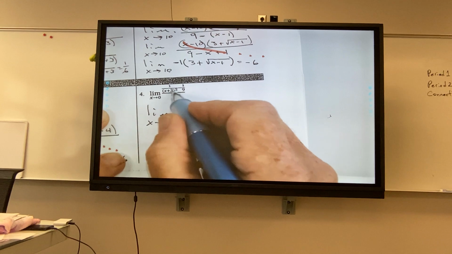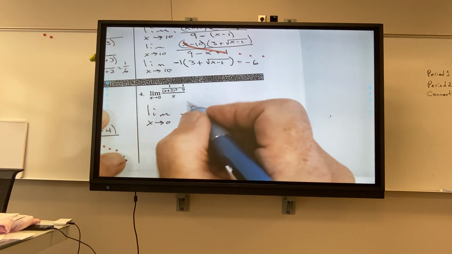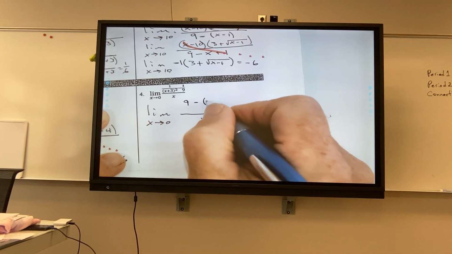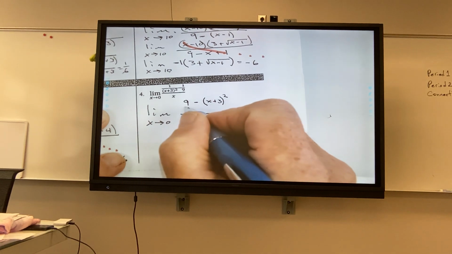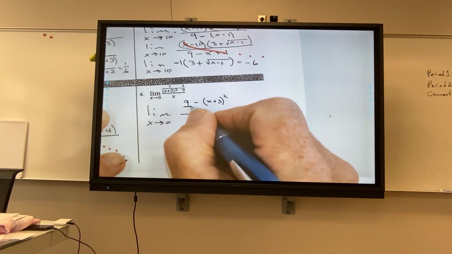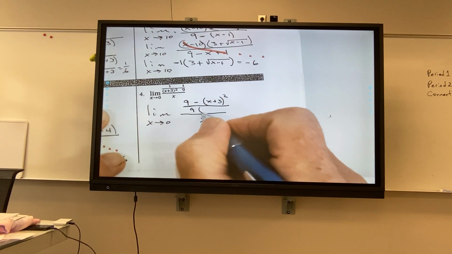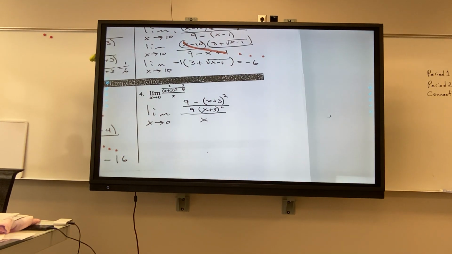The common denominator is the product of these two. That happens every single time, okay? So up here I'm going to get a 9 minus parentheses x plus 3, that quantity squared, over 9 times x plus 3 squared. Would you agree? Yep.